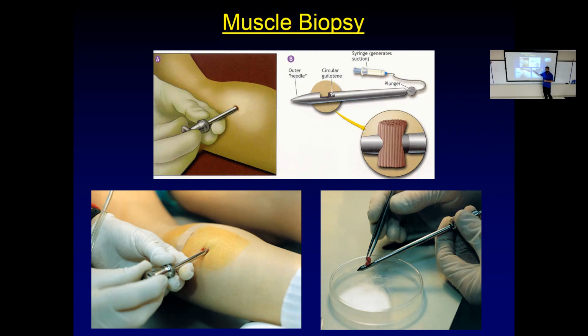People still do this, but a lot of what is done now, they don't even use the Bergstrom needles. They use these little micro biopsy needles. They just need enough tissue to be able to basically run like the coronavirus test. Okay? They're looking for messenger RNA, they're looking for gene expression.